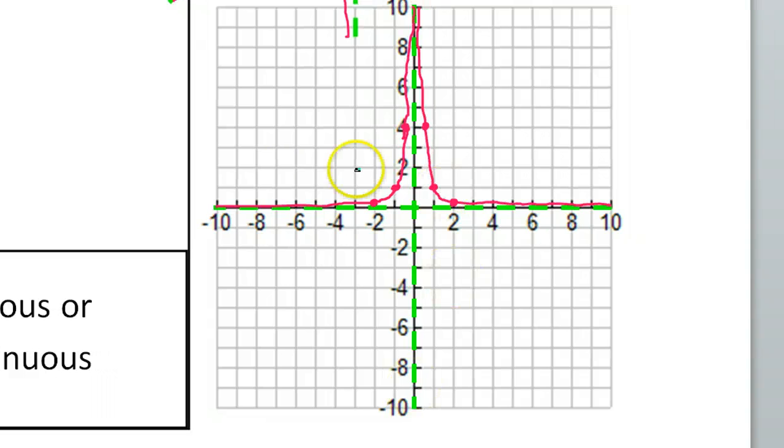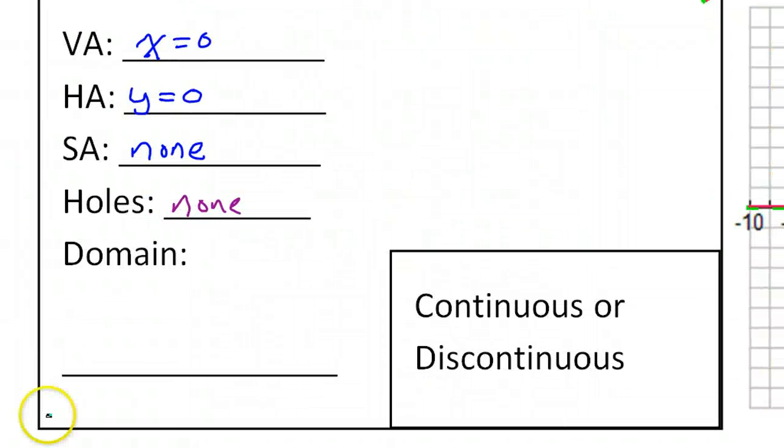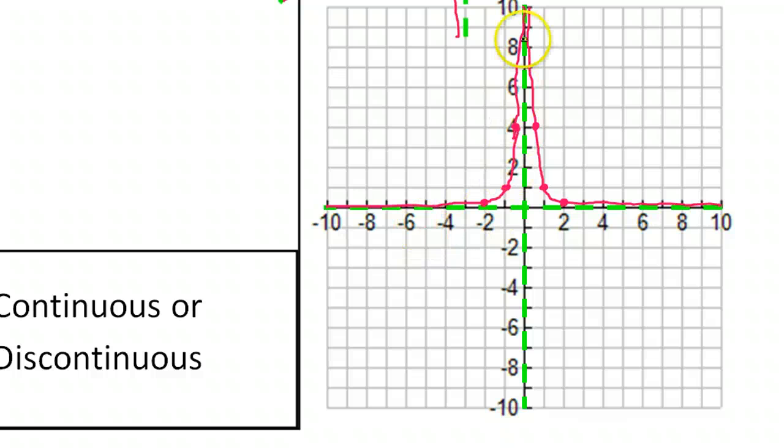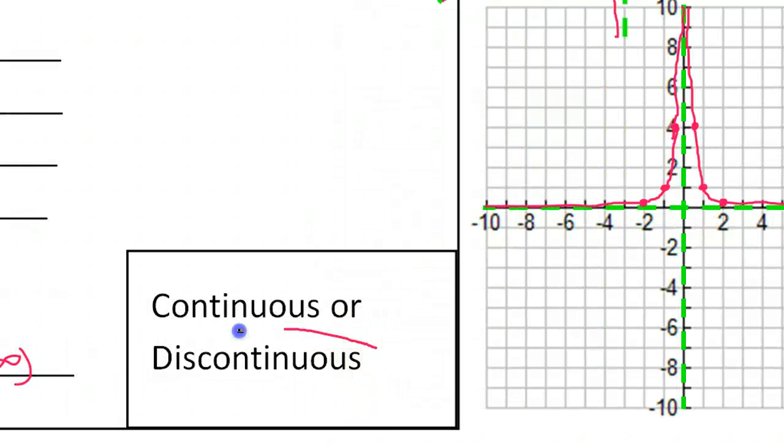Now the domain is going to be -infinity to 0 and then 0 to +infinity. Okay, -infinity to 0, union 0 to +infinity. Now is this graph continuous or discontinuous? Well, continuous means it would be unbroken. Alright, it's clearly split into these two branches, so this is discontinuous.